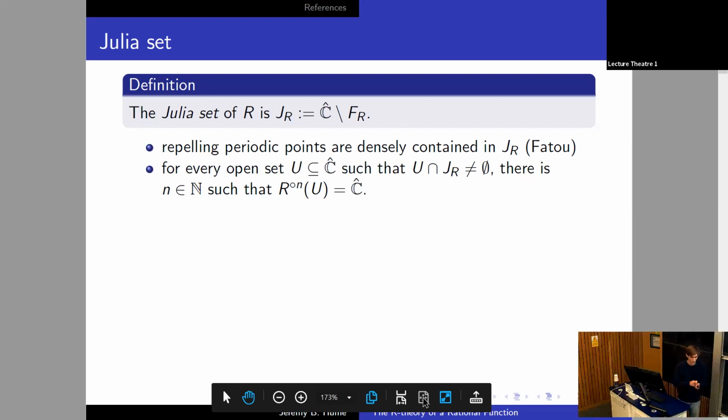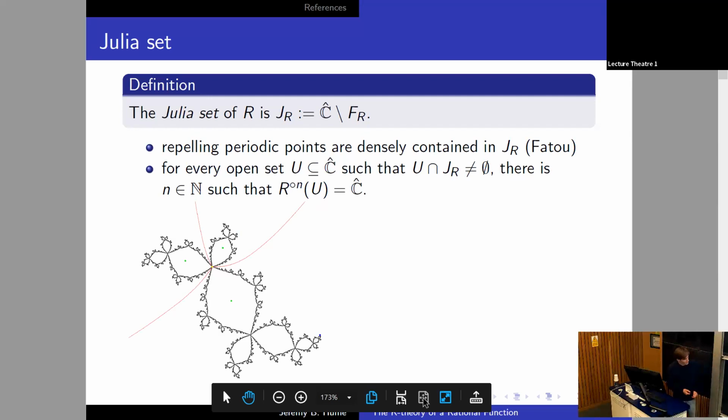So those orbits are really nice, but we can get as close as we want to that orbit in some open set and follow around the orbit and then eventually blow up to the whole Riemann sphere. So that's very chaotic.